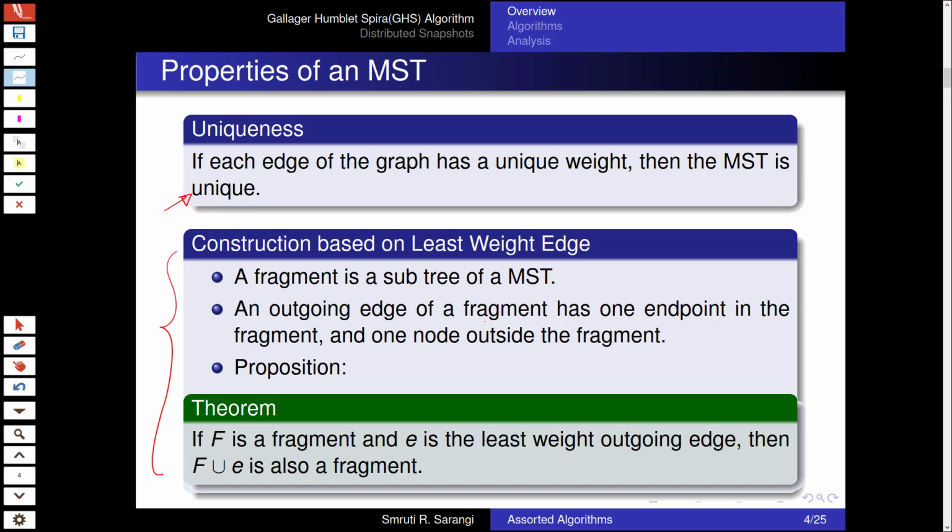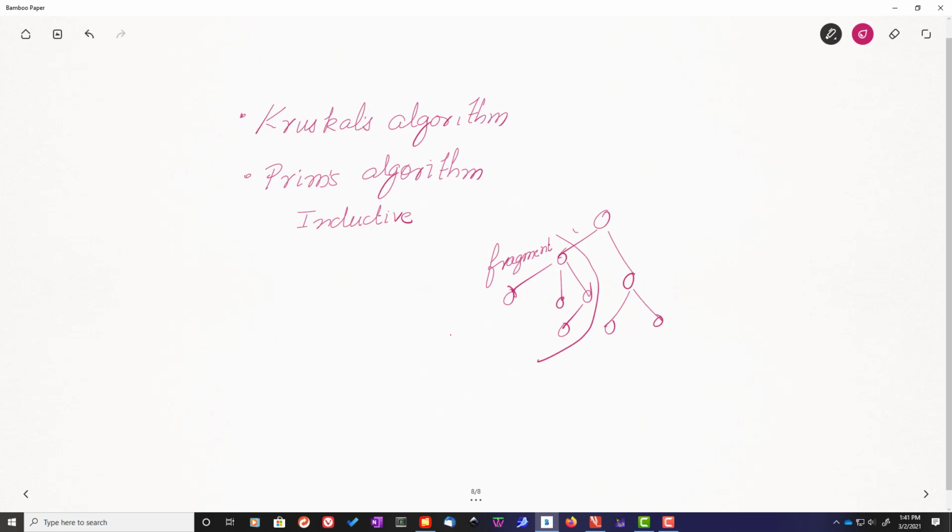An outgoing edge of a fragment has one endpoint in the fragment and one node outside the fragment. As you can see over here, this is the outgoing edge. It has one node within the fragment and one node outside the fragment. So we basically have a subtree, then we have the rest of the tree over here, and there is one edge that connects this fragment with the rest of the tree. We are now looking at some property of this edge.